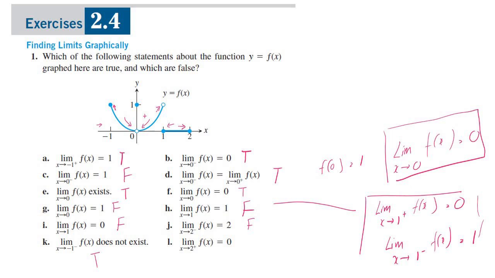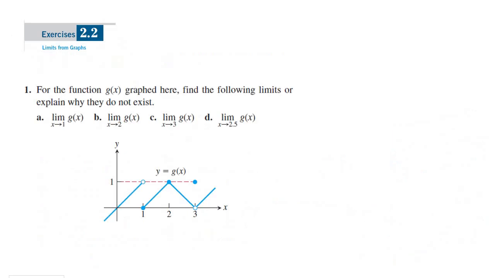x tends to 2 from the positive side. x tending to 2 from the positive side is equal to 0. That's correct. It's equal to 0. So that is true. So let's go to the next question. This exercise was taken from Thomas's Calculus, exercise 2.2.